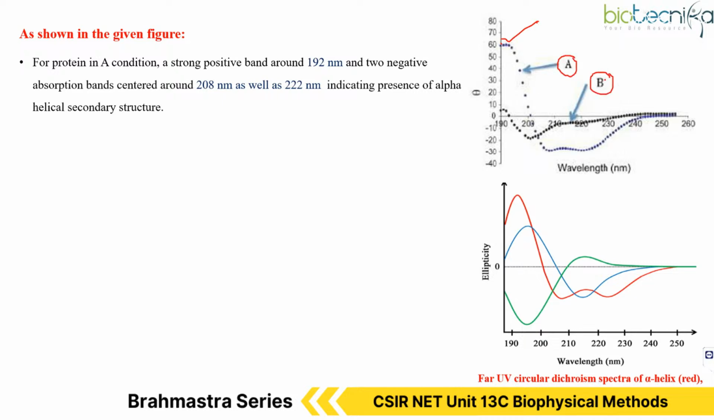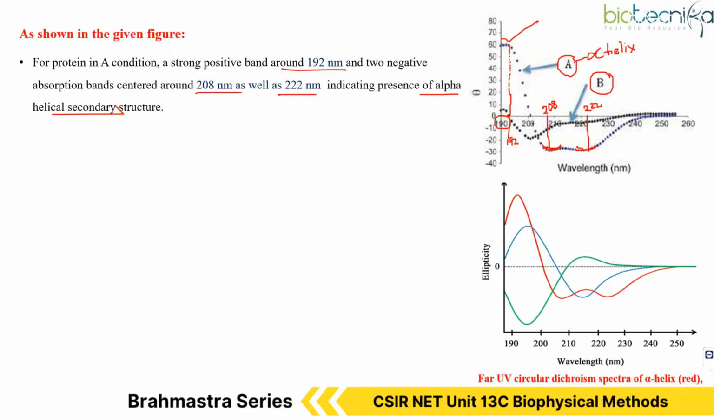Now, Sarita, you asked me whether A is alpha helical. How can we check? We can check if we are getting a positive band around 192. So yes, this is around 192. And the negative bands: one is around 208 and another is around 222. So yes, this confirms that A is alpha helix. The protein in A condition shows a strong positive band around 192 and two negative bands centered around 208 and 222, indicating presence of alpha helical secondary structure.